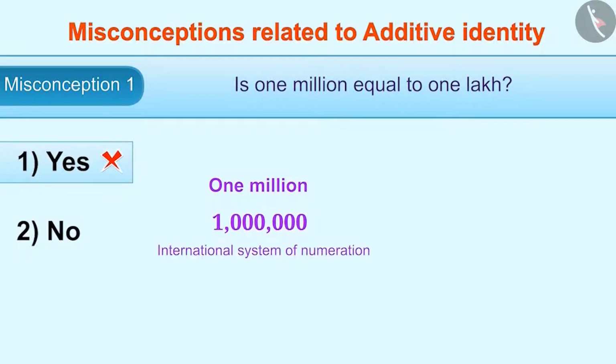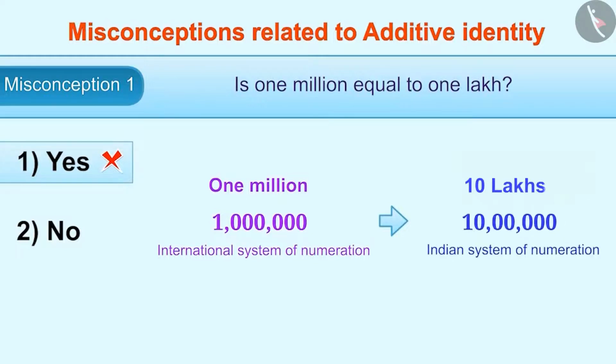The term million is used in International system of numeration. Let's write the number in Indian system of numeration. By doing so, we will get 10 lakh. That means 1 million is equal to 10 lakh. It is not equal to 1 lakh. To clear such confusions, one should have a clear understanding of Indian and International system of numeration.